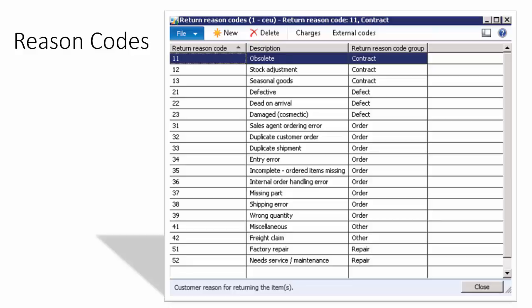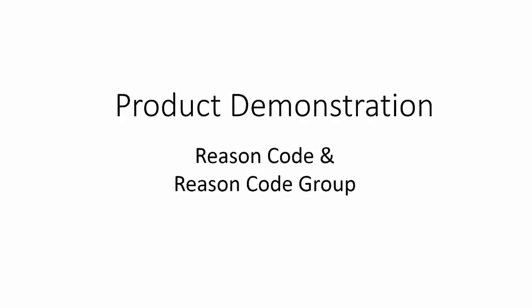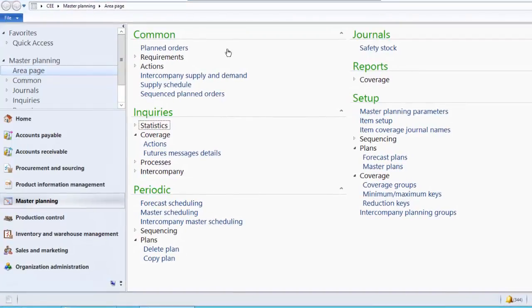Some companies may have many reason codes and they will group the reason codes in reason code groups for a better overview and for accumulated reporting. There can be one reason code linked to the return order. Hence, if there are multiple reasons for goods being returned, then a separate return order has to be created for each type of reason. Let us see how to create a reason code and reason code group in AX 2012. In order to create a reason code and reason code group, click on Sales and Marketing.